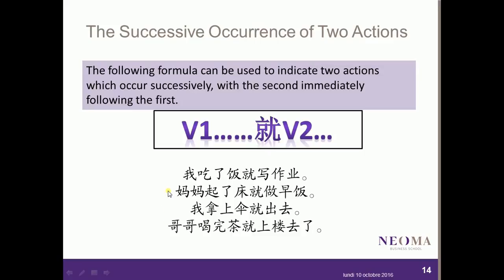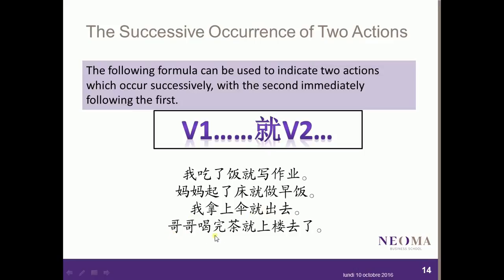Second one, 妈妈起了床, 起床, get out of bed, get up. 妈妈起了床就做早饭, 早饭, breakfast. So, mom gets up and makes breakfast. 起了床就做早饭. As soon as mama gets up, she will make breakfast. Sometimes the verb doesn't have to be in completed status. You can just say, 我拿上伞, 拿上, take it with me. 我拿上伞就出去. As soon as I get the umbrella, I'm going outside. As soon as I get the umbrella, and then I go out.